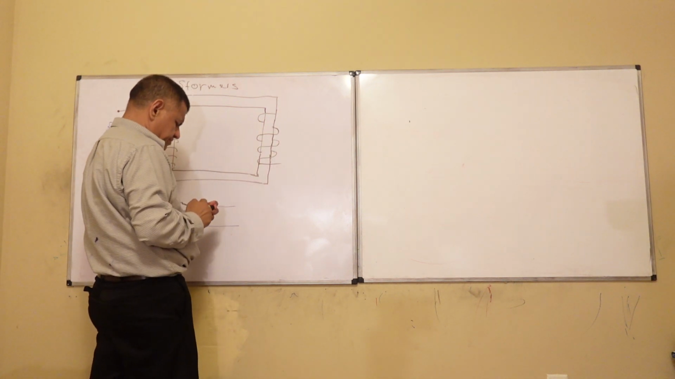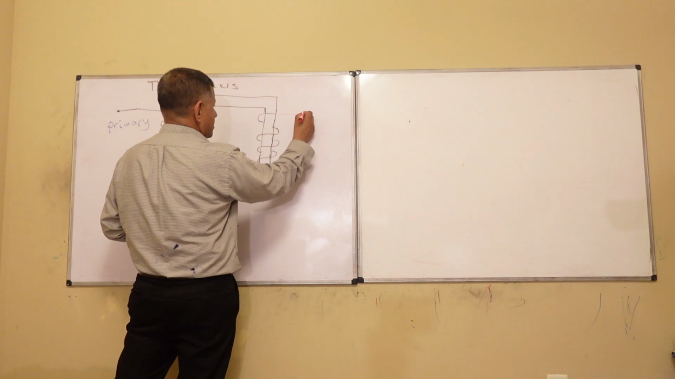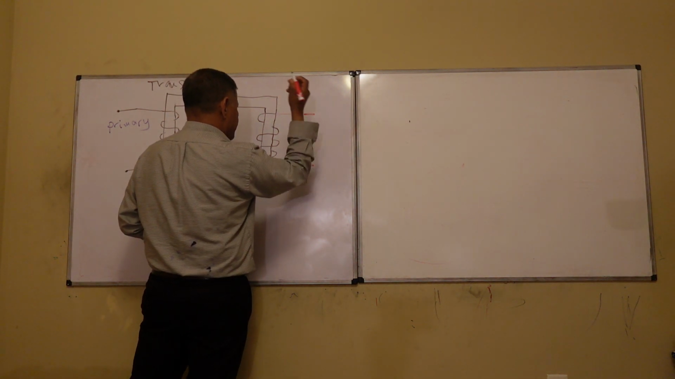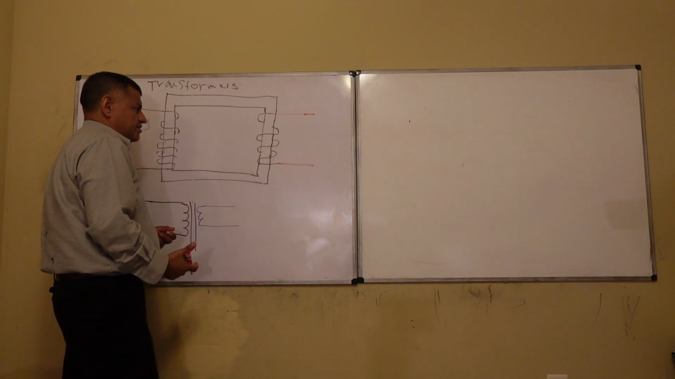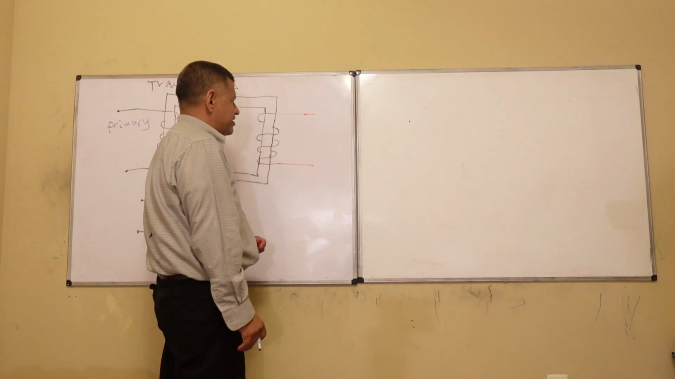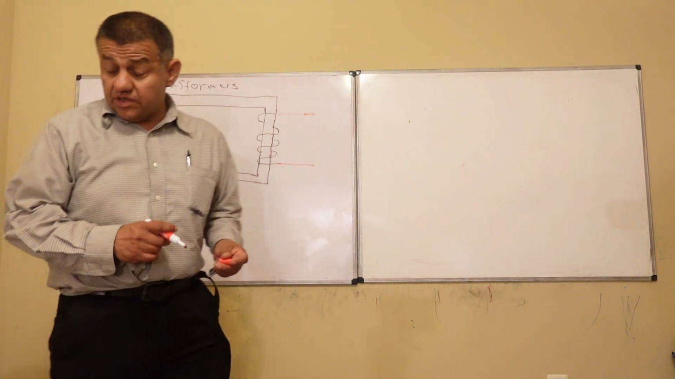So like in this case right here, we have this, right? So let's say we just have an open secondary, right? But we have a transformer that we need to calculate.